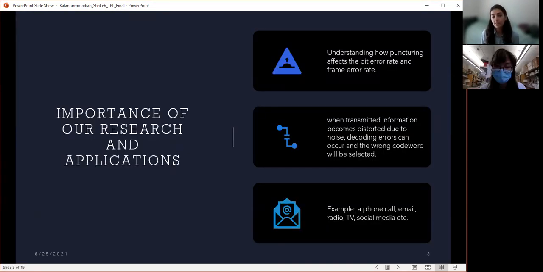Understanding how puncturing affects the bit error rate and frame error rate is the main objective of our research. And our research is important because in the presence of noise, which is what we mean when we say errors occur, the information and data that are being transmitted get corrupted, and the desired message becomes noisy and unclear. Probably the simplest example that I can give you is a phone call. If there's noise in the transmission, then it'll be hard to transmit or receive the message.